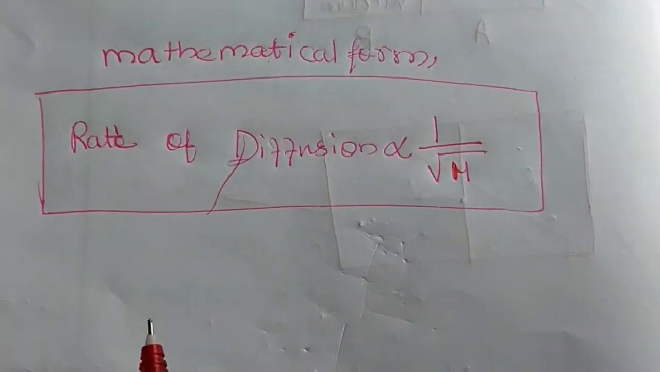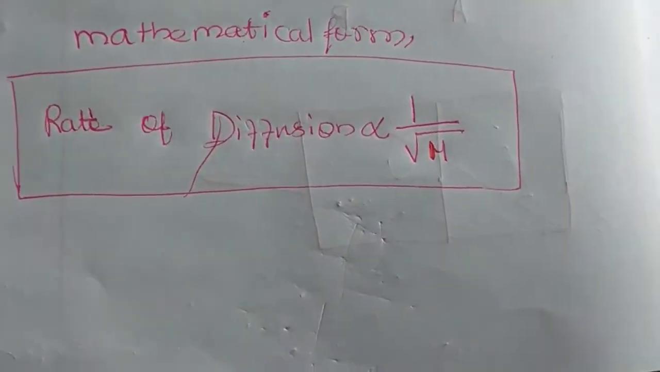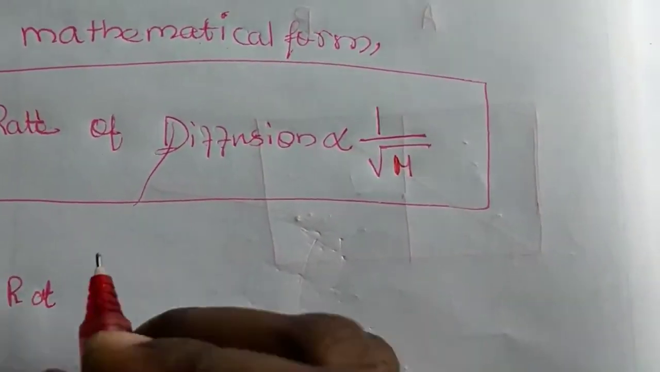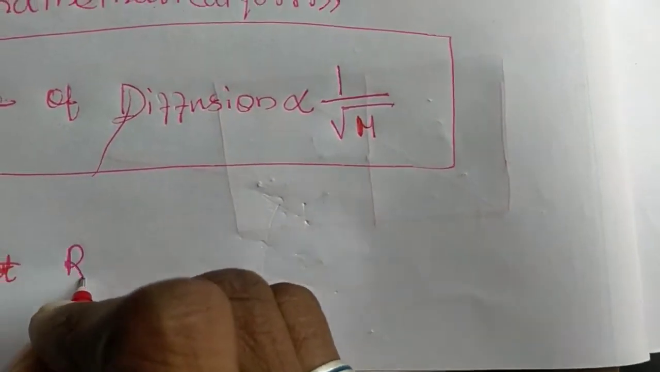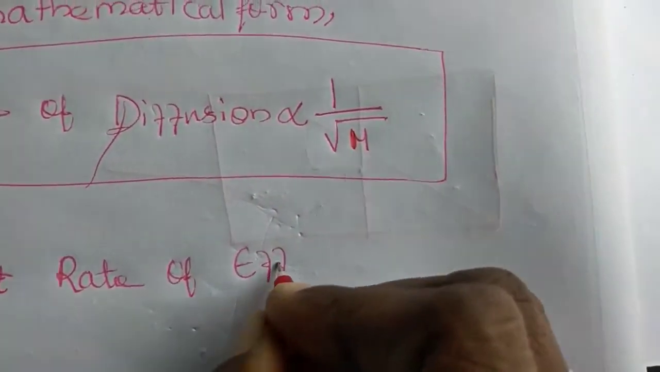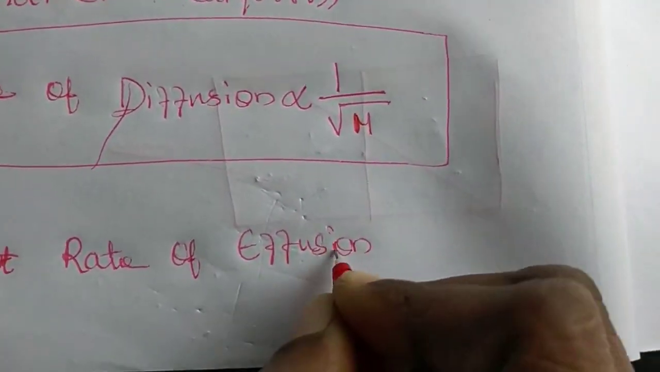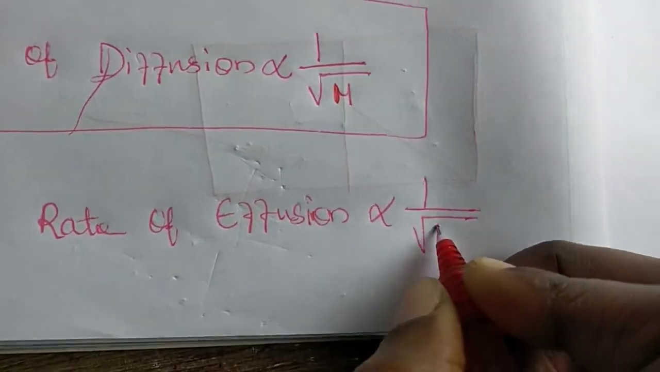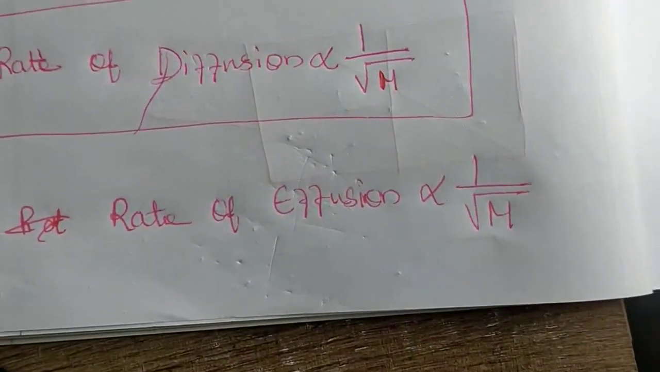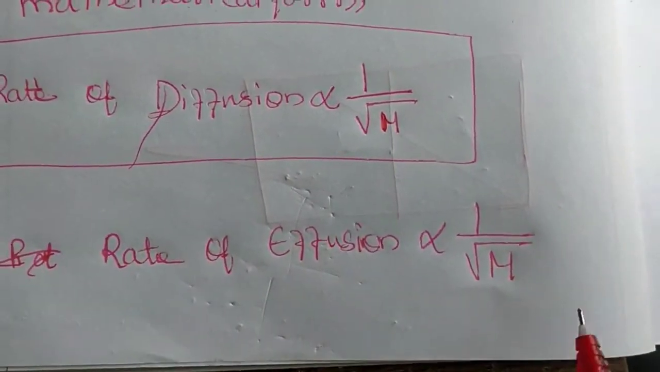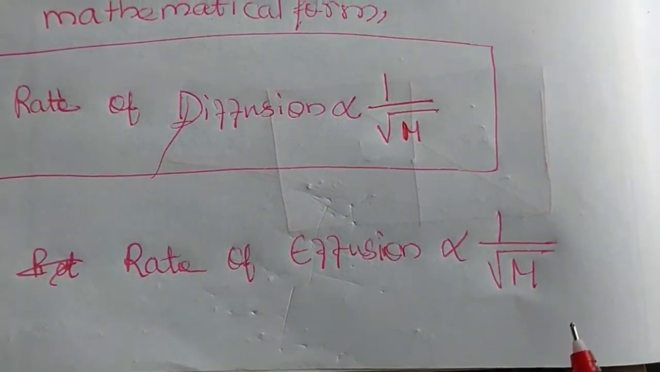So how to write it for the effusion process? It's not given in your book. Rate of effusion is inversely proportional to the root of molar mass. This is the equation for the rate of effusion by Graham's law of diffusion.